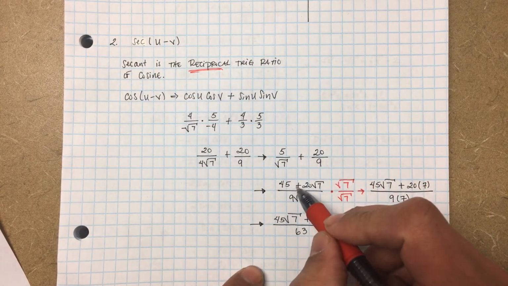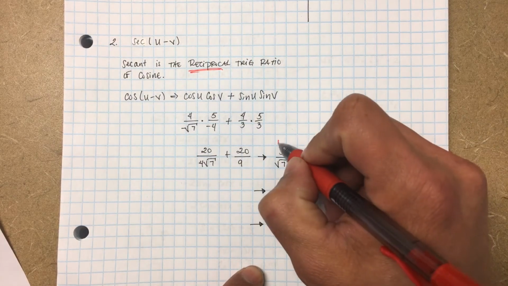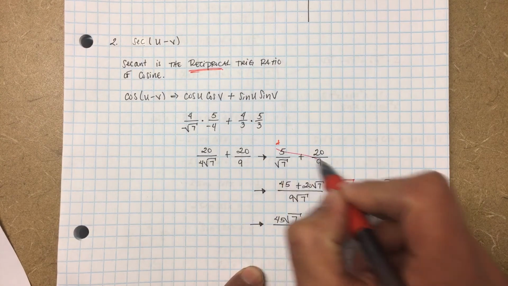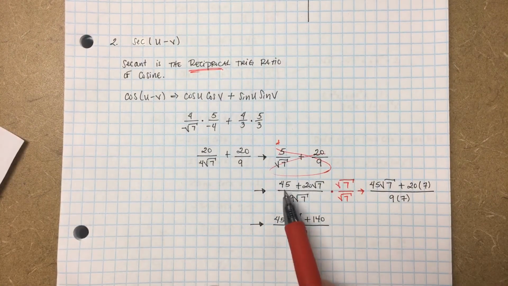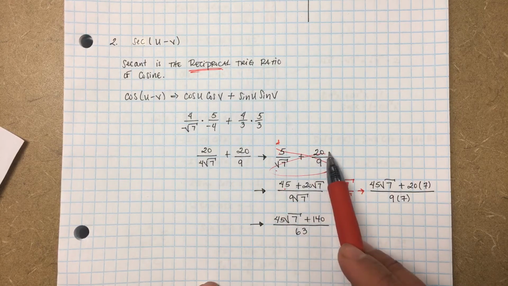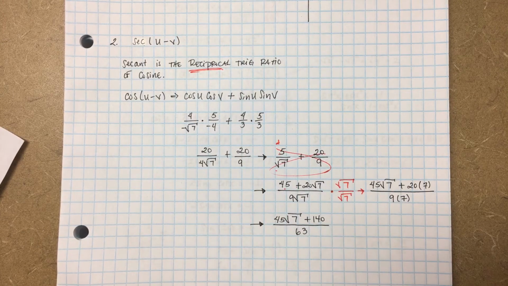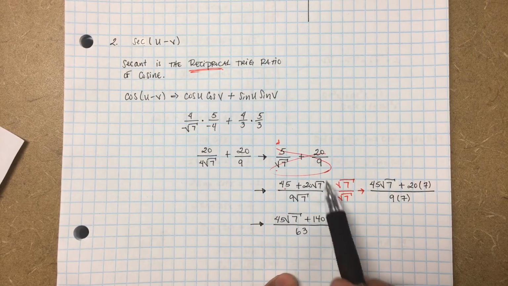You have a plus sign in the middle, plus sign in the middle. You're going to start over here, and you're going to do, I think they call it the butterfly in elementary school, but 5 times 9 is 45. Radical 7 times 20 is 20 radical 7. So from there, you have this expression.